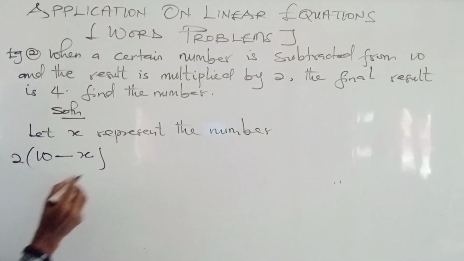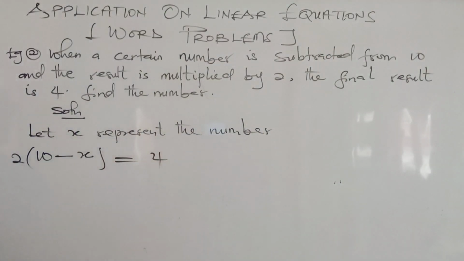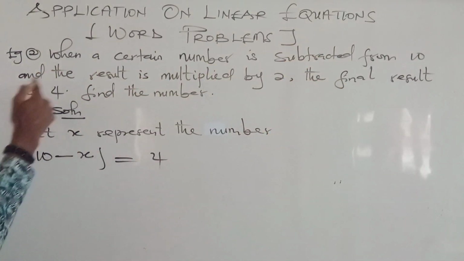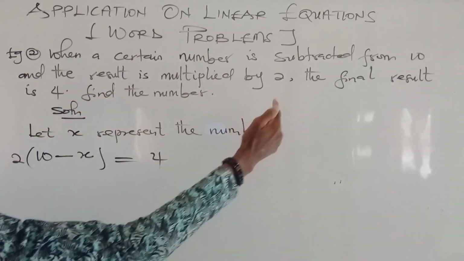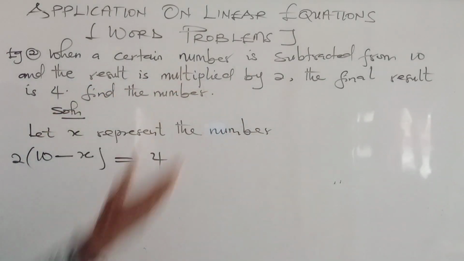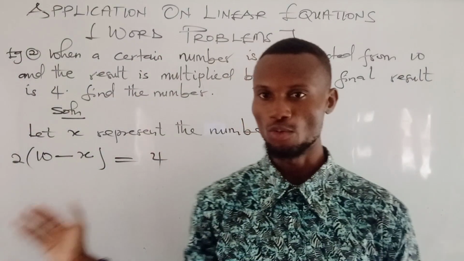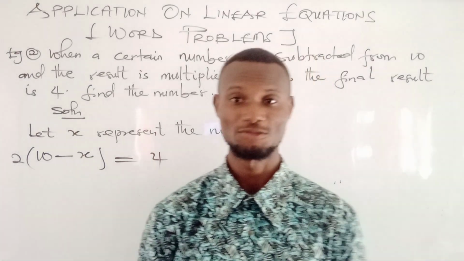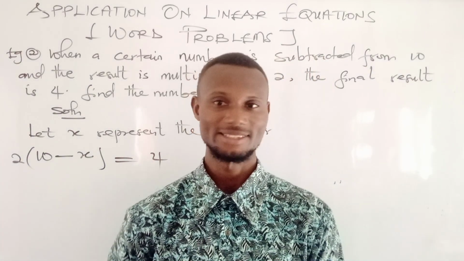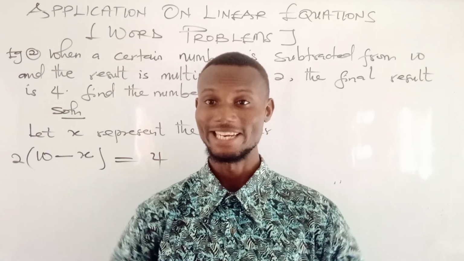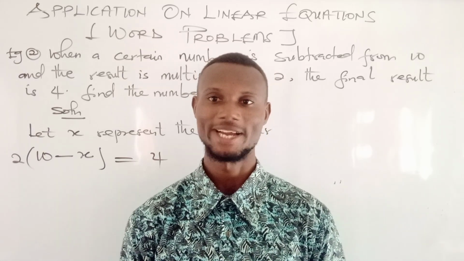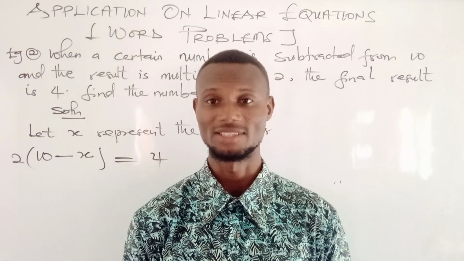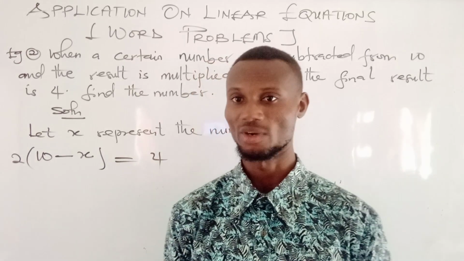Okay, let's go ahead and do that. So this will be equal to 4. It says when a certain number is subtracted from 10 and the result is multiplied by 2, the final result is 4. Find the number. So now we've gotten a linear equation and we can easily solve for s in this linear equation because I've taught you linear equation some time back. We've done a linear equation as a full topic. We've treated all the different kinds of questions that you can get under linear equation. So we are going to apply that knowledge to solve this.